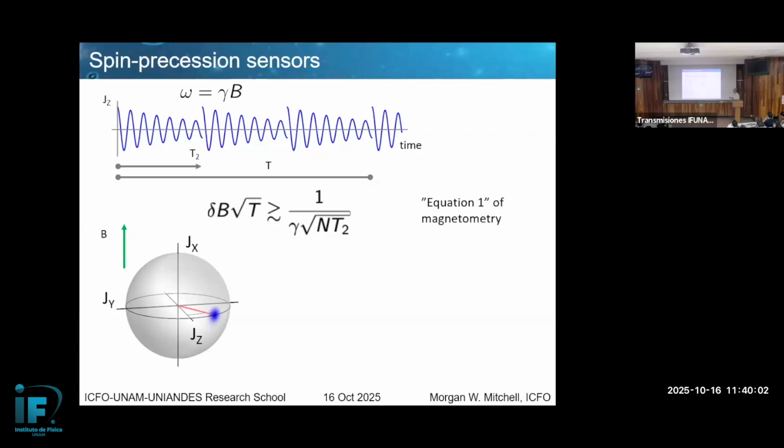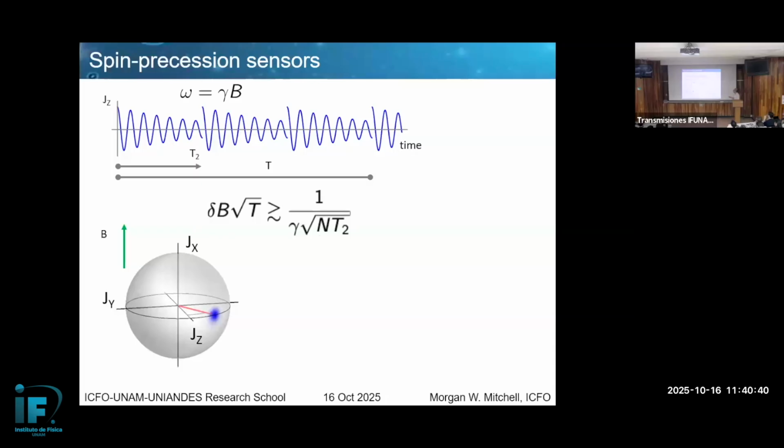I think in the interest of time, I will just say that what you get from this model is that the uncertainty on magnetic field times the square root of the time that you have available to you is at least the gyromagnetic ratio, which relates the frequency to the magnetic field, times the square root of the number of particles, which gives you the angular uncertainty, times T2, which tells you how long you can average and accumulate phase in order to do that measurement.